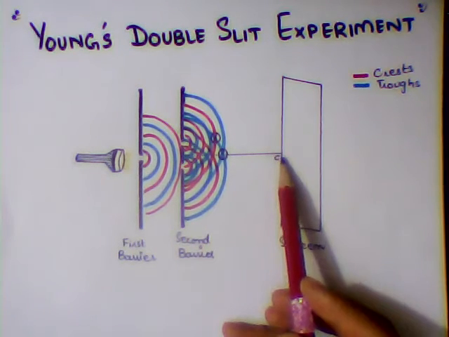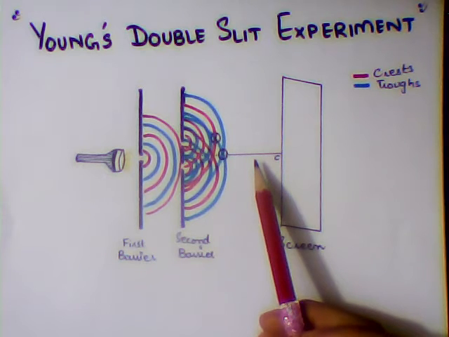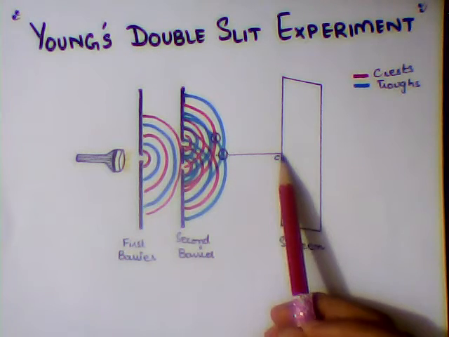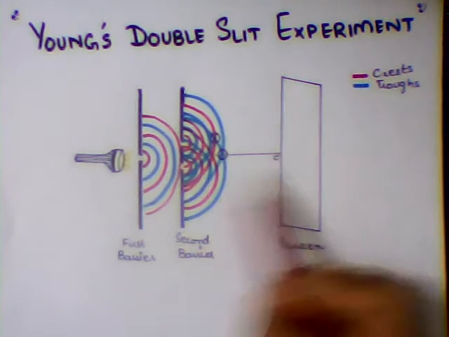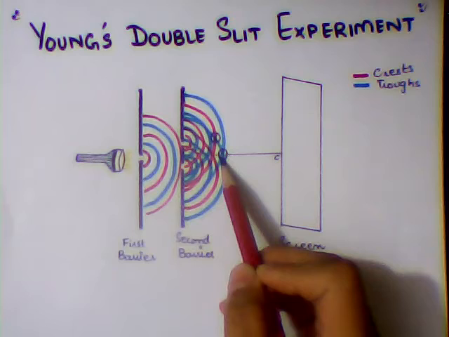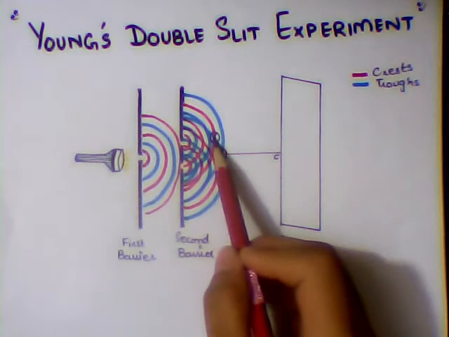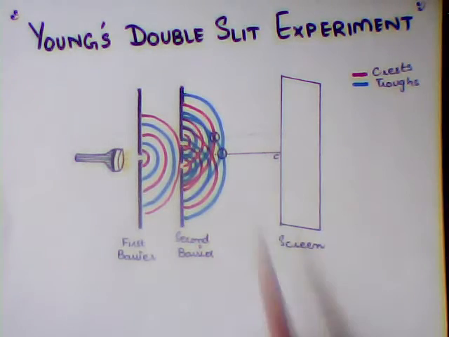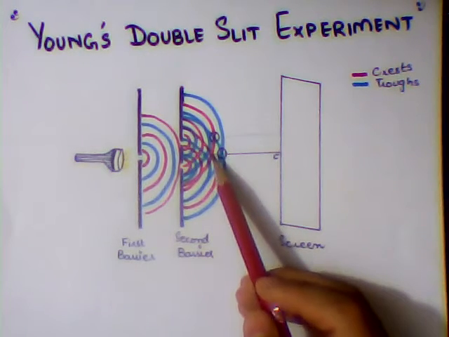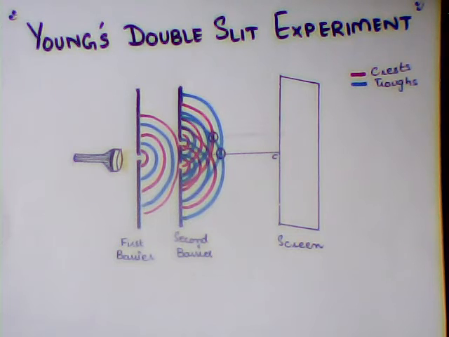C is the central point. In simple words, you can say it is the normal or central axis. At point C, we always have a bright fringe because at point C, we always have constructive interference. See at this point where two troughs are meeting. And at this point, we get a dark fringe because there is different phase interaction or interference. So this is basically Young's double slit experiment. Now let's proceed to our derivations.